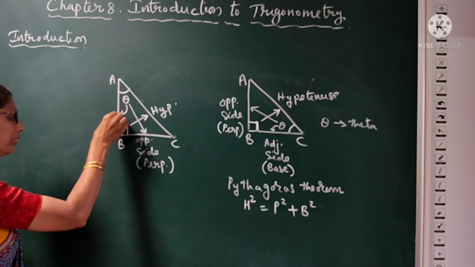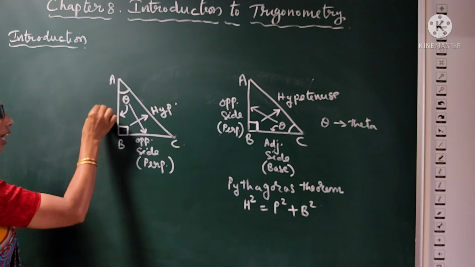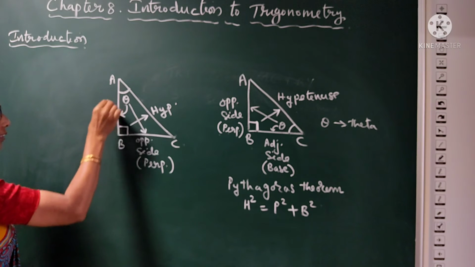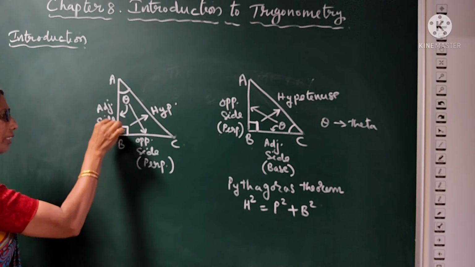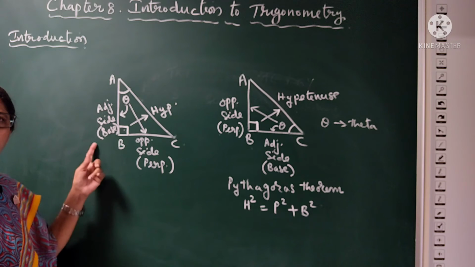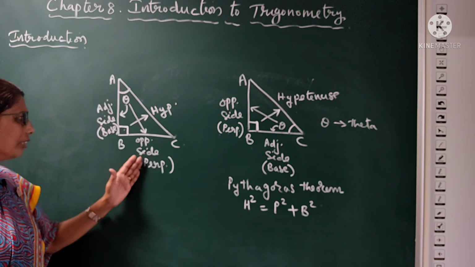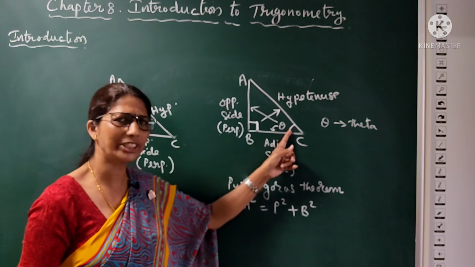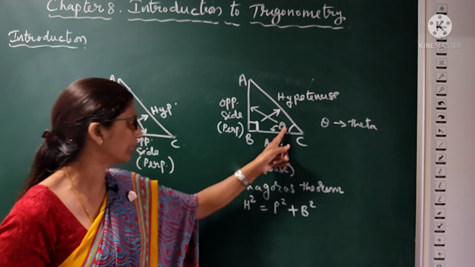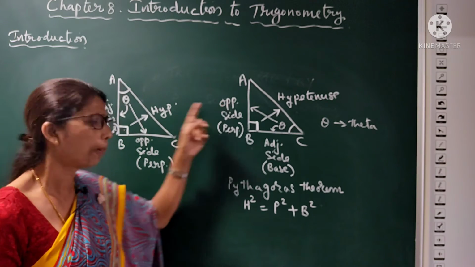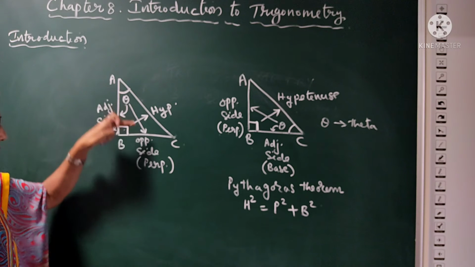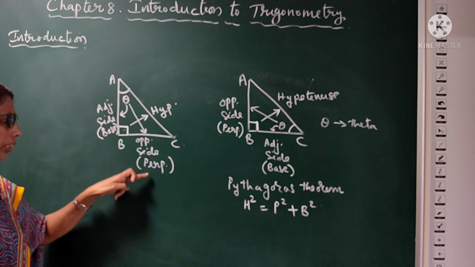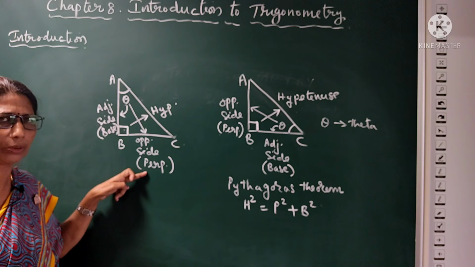The other name that is coming is the adjacent side. This is the adjacent side. Adjacent side we are considering as base. This is the base. If we are considering C as the acute angle, we have to consider the opposite here, but when it is A, this is theta, then you take the opposite. What is opposite? That is the opposite side, that is the perpendicular.